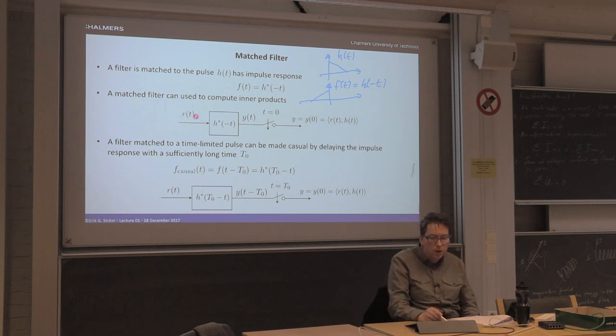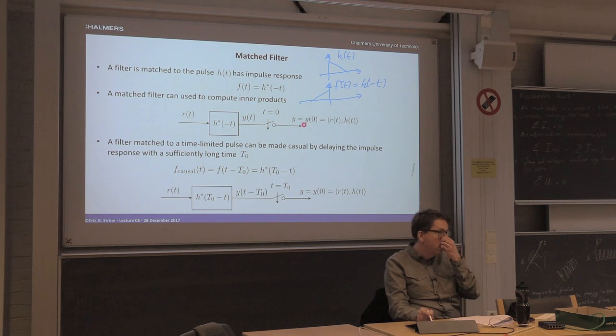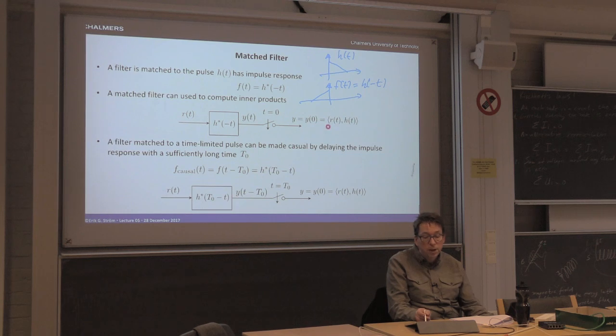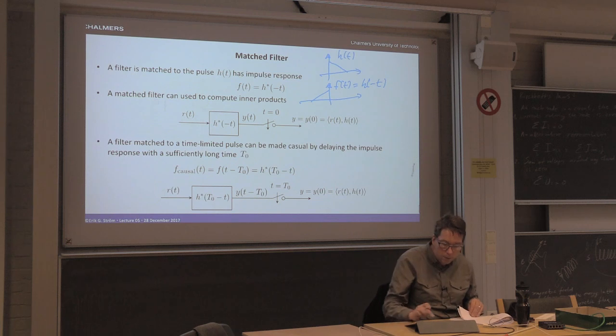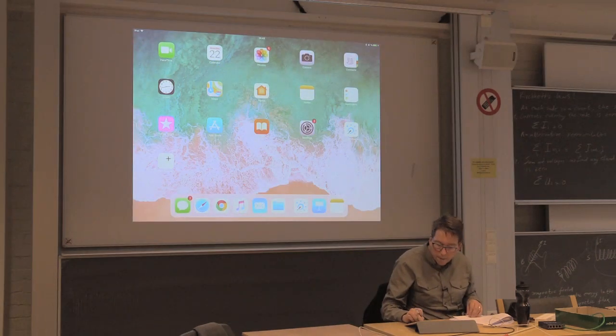So if we have some signal, whatever signal it is, r, and we feed it through a filter which is matched to h, meaning that the impulse response is a time reversed conjugated version of h, then we get some output y. If we sample that at time 0, we take just one sample of the output y, the continuous signal y evaluated at time 0, it turns out to be the inner product between r and h. Let's see why this is the case.